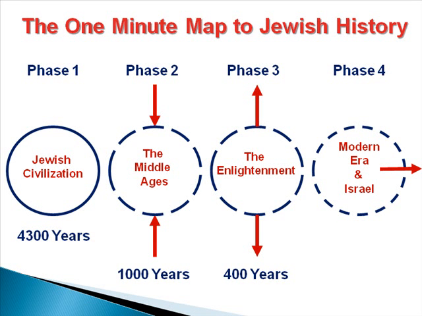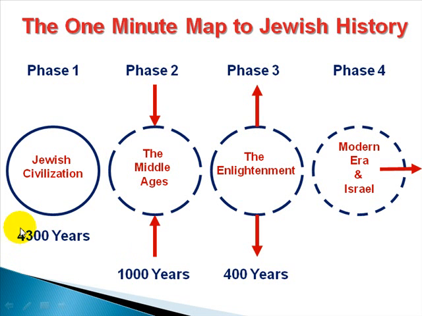Okay, we're continuing with the crash course in Jewish history, and in the last video we covered the 1-minute map to Jewish history, in which we identified 4 distinct phases of our history right from the very beginning of time until modern times and the establishment of the State of Israel.